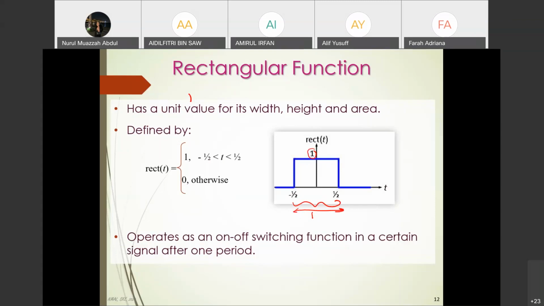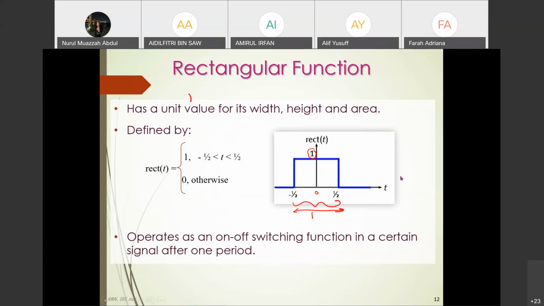So it is defined by rect(t) is equal to 1 when t is between negative 1 over 2 to 1 over 2 and 0 otherwise. So the basic form of rectangular function here, you need to remember, because the origin here is 0, means it is symmetrical at t equal to 0. It has value from negative 1 over 2 to 1 over 2.